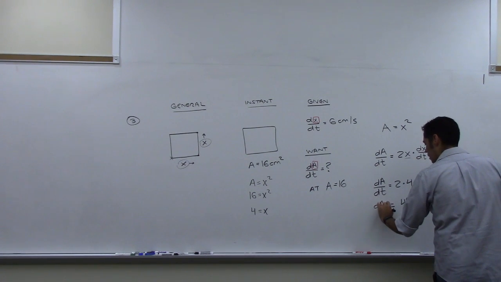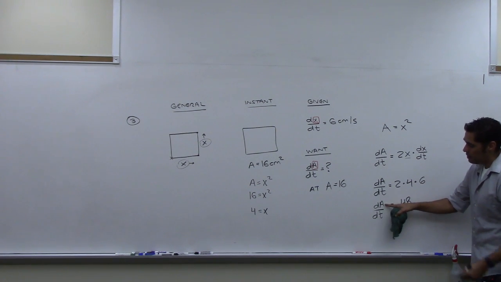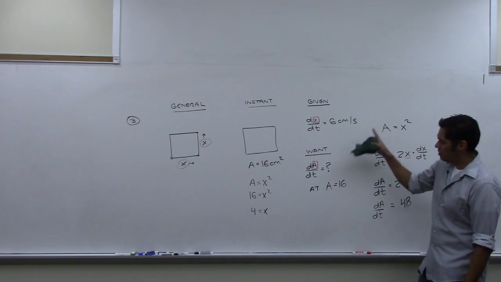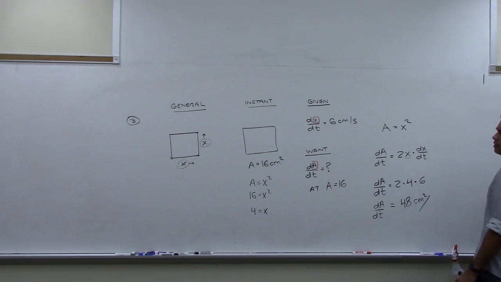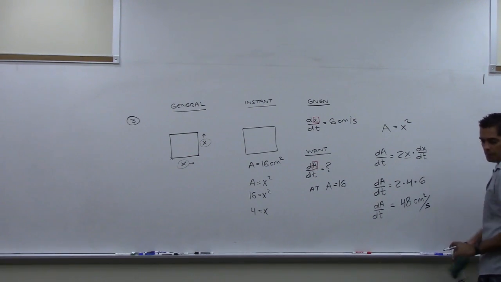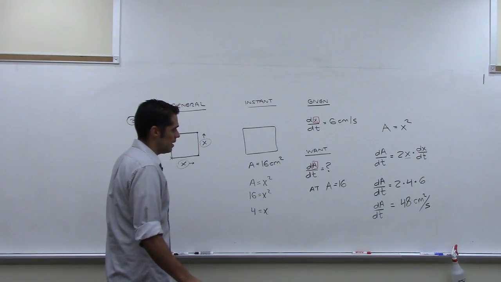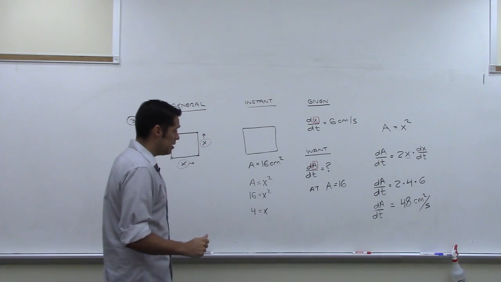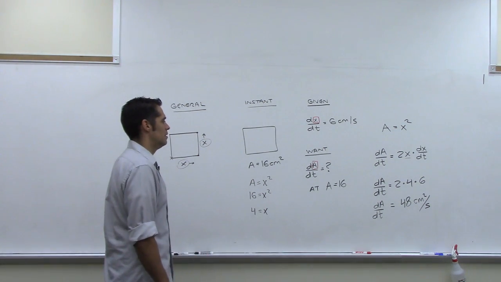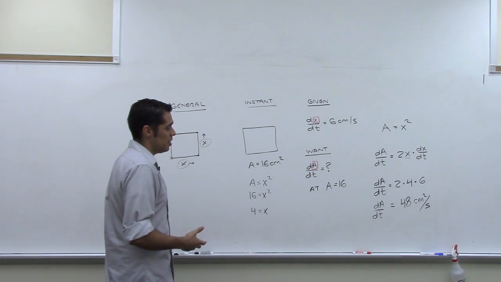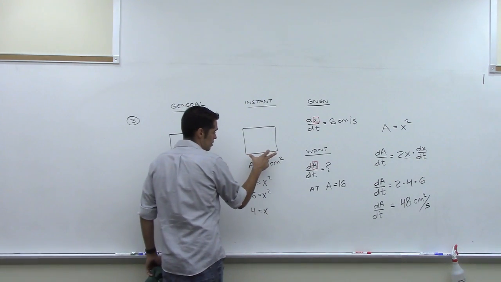48 what? dA/dt. So I have an area over time. Area is measured in square units. Here everything's in centimeters, so it's going to be centimeters squared per, and the time unit is seconds. So 48 centimeters squared per second is the rate at which the area is increasing at the moment that the area is 16 centimeters squared. Or you could say the rate at which the area is changing is 48 centimeters squared per second at exactly the moment that the square is a 4 by 4 square.